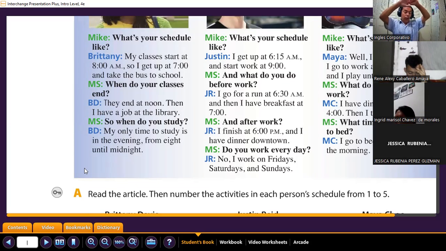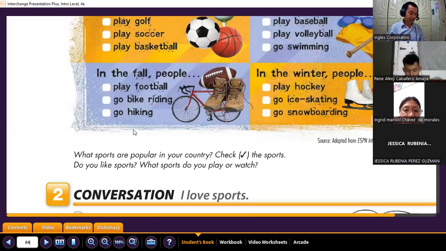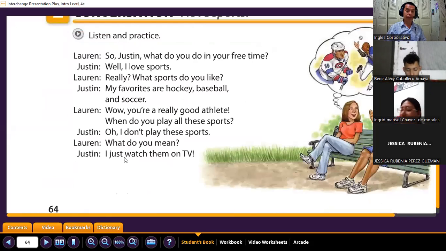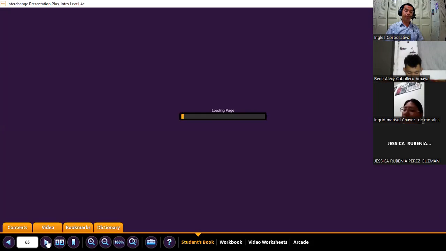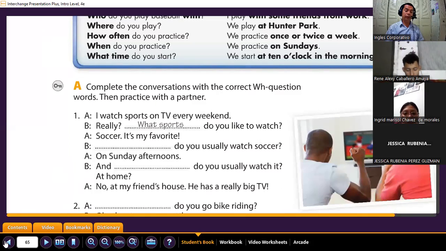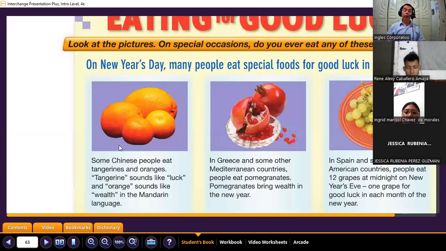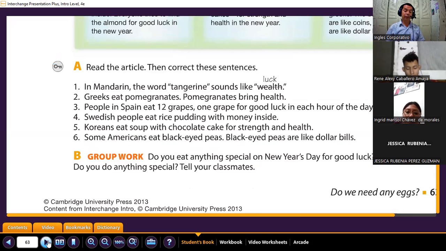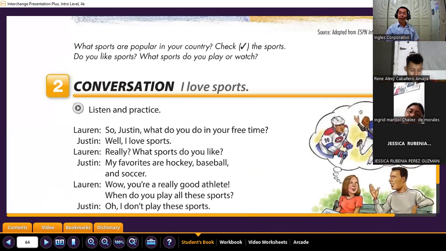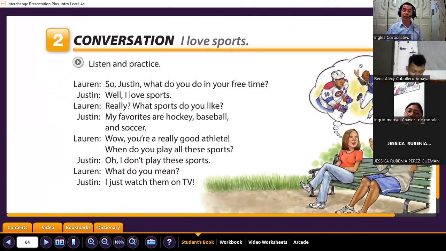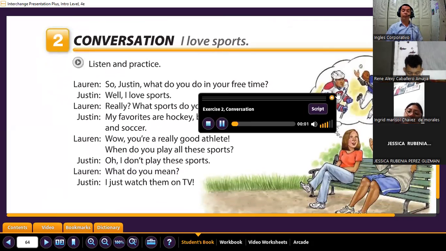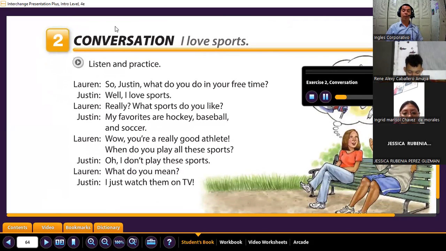Now, we are going to check another exercise. Let me see, what do we have here? Okay, this is another conversation, and we are going to talk about WH words. Here is the conversation to introduce information questions. Listen, please. Page 64, exercise 2, conversation. I love sports. Listen and practice.